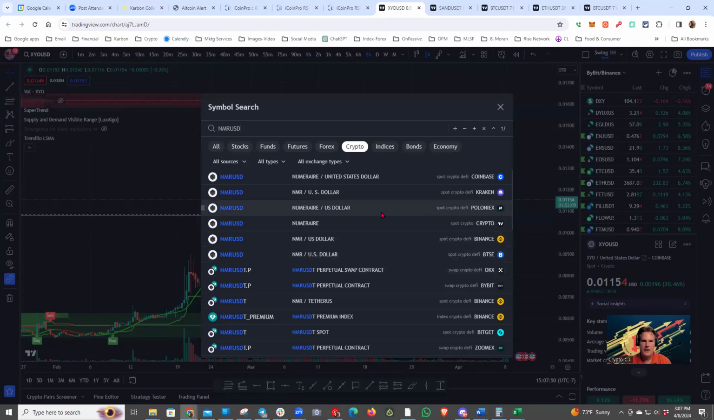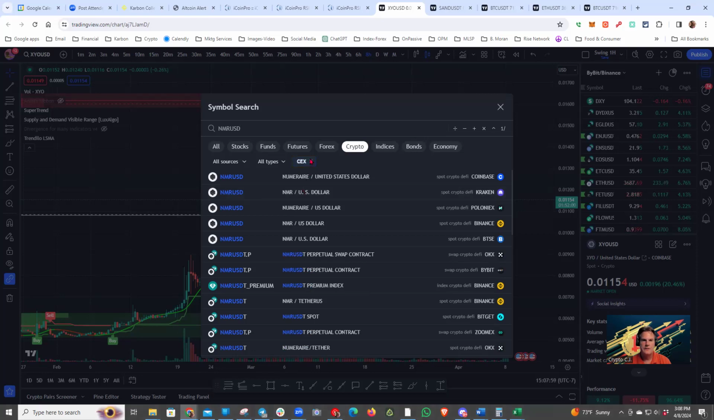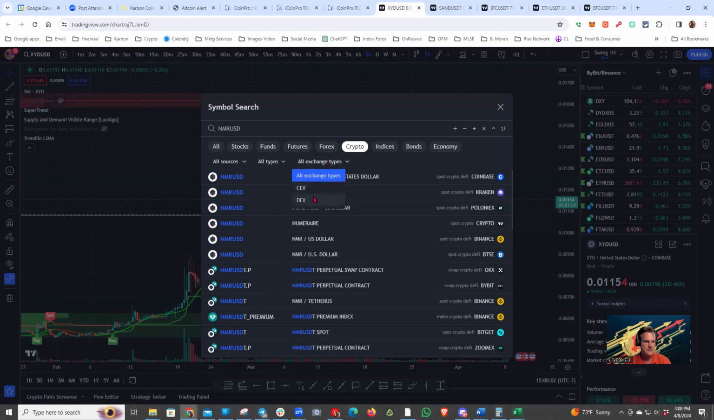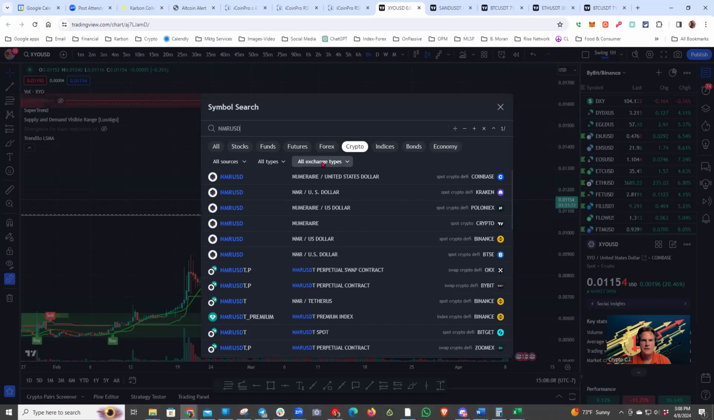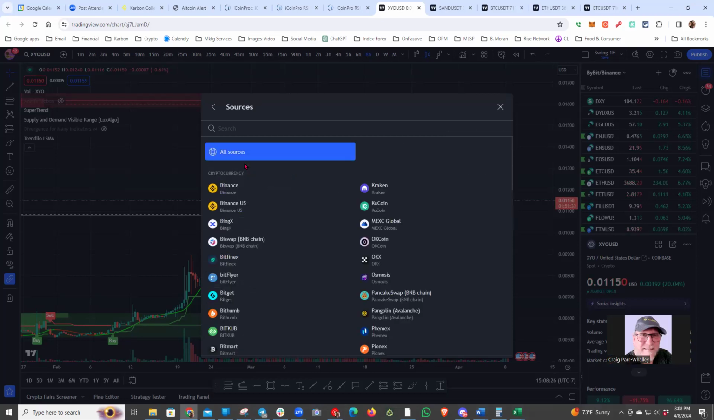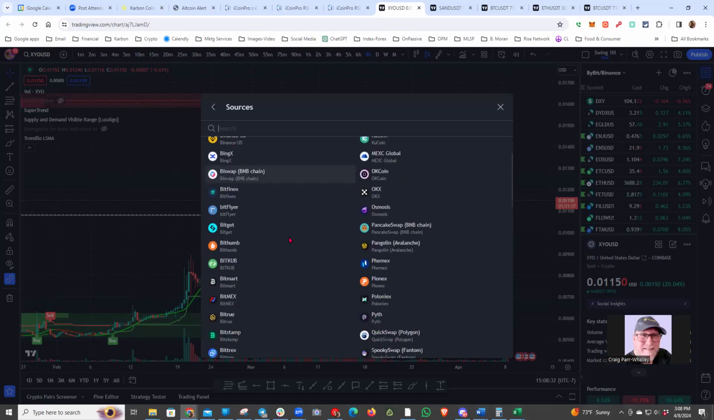I'm wondering about all the exchange types. You can select centralized exchanges, which will narrow it down, and you can also go with decentralized exchanges, which narrows it down considerably. But I think most of us are looking for centralized exchanges. Those are easier to deal with. The other way is if you're on Bybit and you only want to look at Bybit prices, or a particular exchange, you can go in under sources and just select the ones you want.